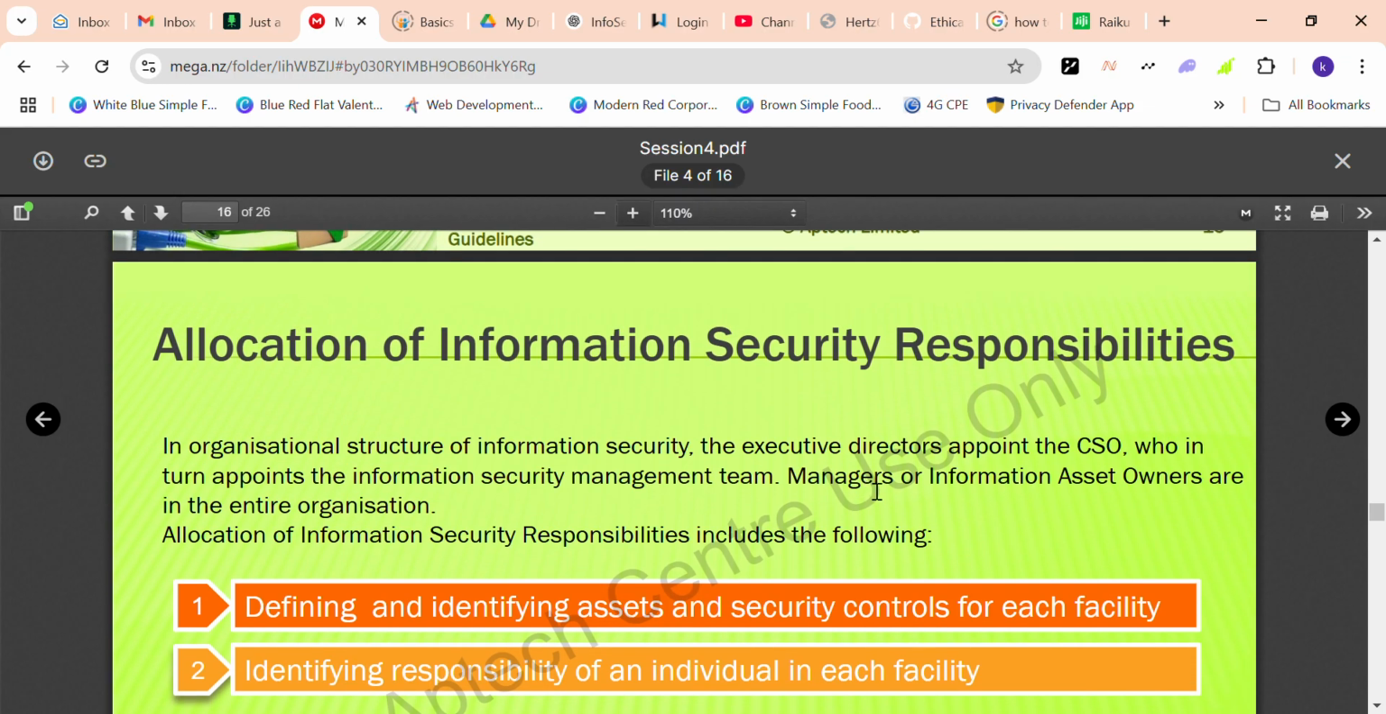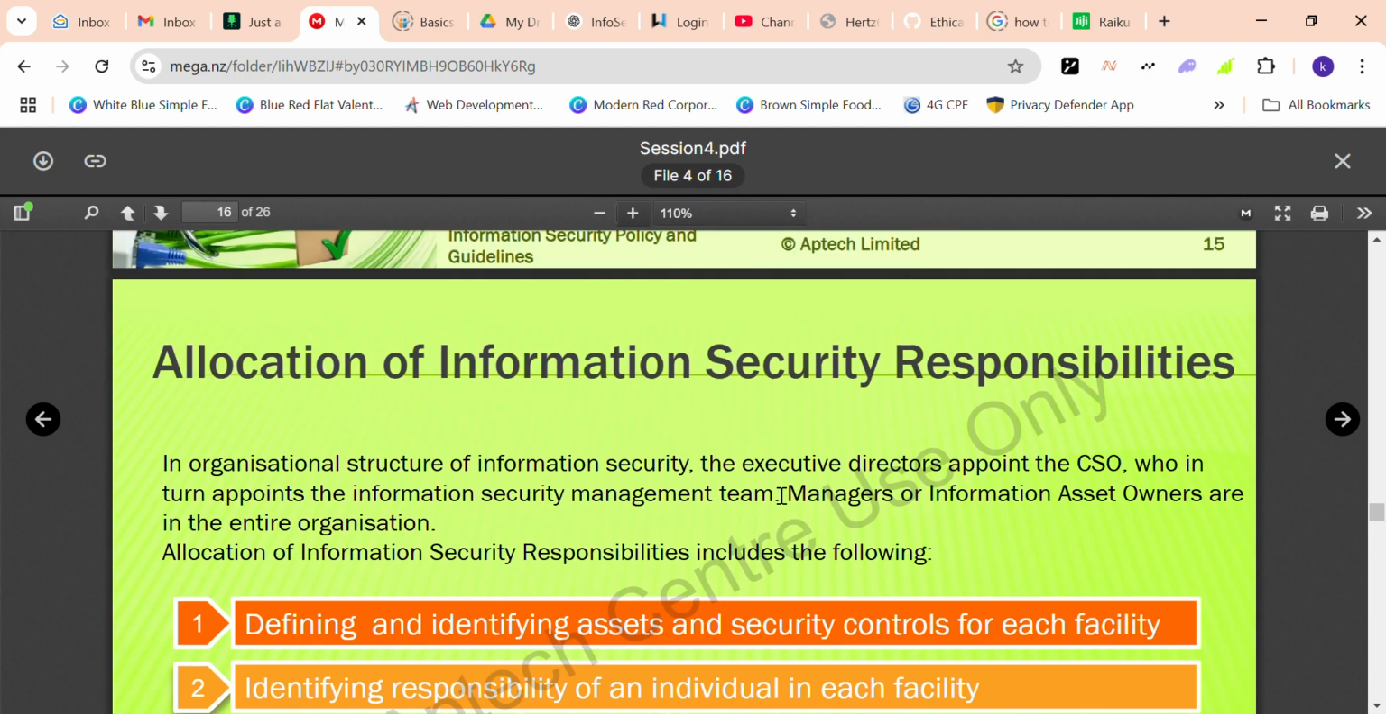Now let's talk about allocation of information security responsibility. In an organization structure of information security, the executive director appoints the CSO, Chief Security Officer, who in turn appoints the information security management teams. Managers or information asset owners are in the entire organization. Allocation of information security responsibility includes the following. When the executive director gives an order, you have to go through the CSO, Chief Security Officer, before it gets to the downline, to everybody's desk, which is going to work on his own part to accomplish his own work.